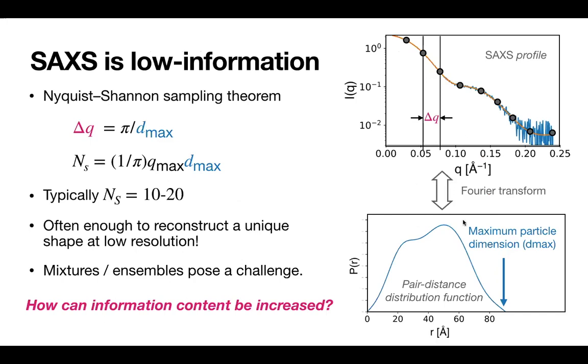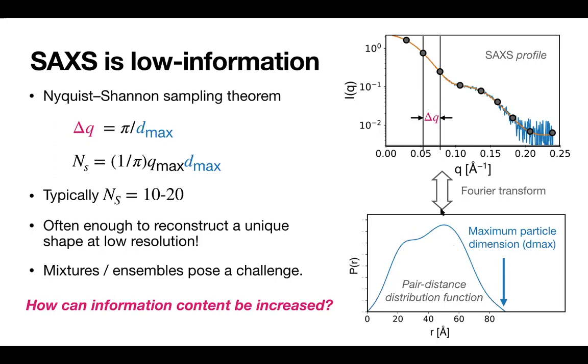This profile is related by a Fourier transform to the pair distance distribution function. You can think of this as a histogram of all the electron-electron distances in the protein. And this histogram goes to 0 at the maximum dimension of your particle, of your protein. So we call that D max.